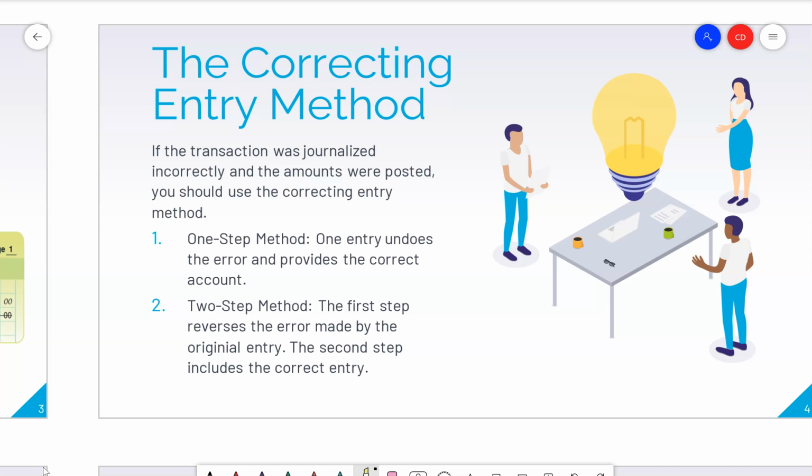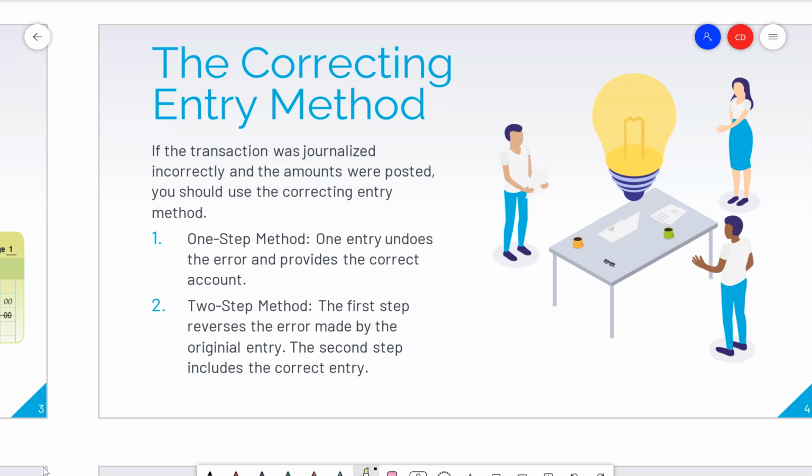The one step is one entry that undoes the error and provides the correct account. Every incorrect journal entry can essentially be done in one step. It just takes a little bit of thinking. The two-step is where the first step reverses the error, and then the second step is the correct entry.